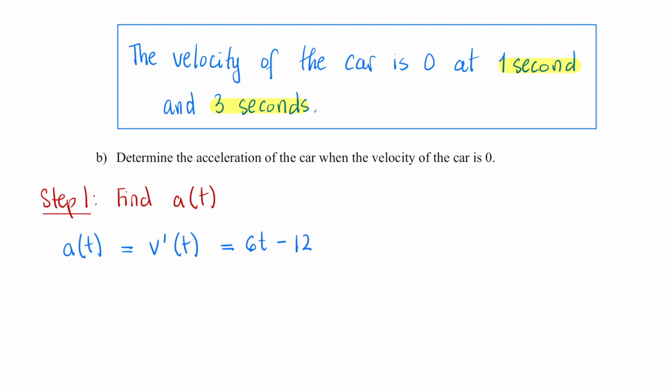Now, we want to evaluate the acceleration when the velocity of the car is 0. Remember from part A, we found that the velocity of the car is 0 when t equals 1 and when t equals 3. So step 2, we want to evaluate the acceleration when t equals 1 and t equals 3.